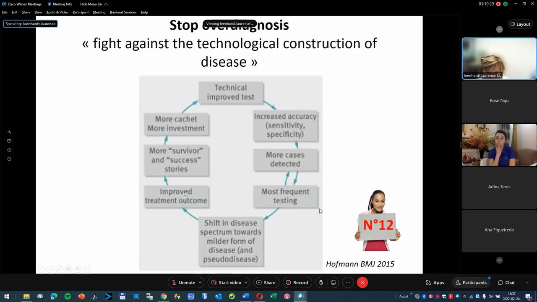So, of course, the outcome is excellent. You have more survival, you are successful, you have more cachet, more investments, and you have, of course, technically improved tests. So be careful and fight against the technological construction of the disease, especially in the ultrasonographic field. Thank you for your attention.